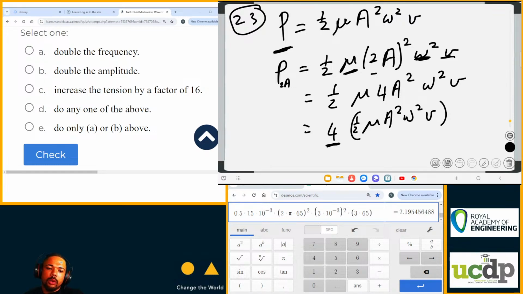Oh, you can only do A and B above. That is the correct answer. You can only do A and B. Either double the frequency or double the amplitude.